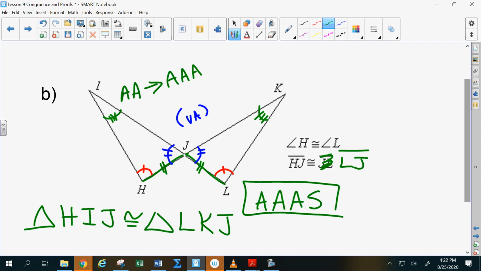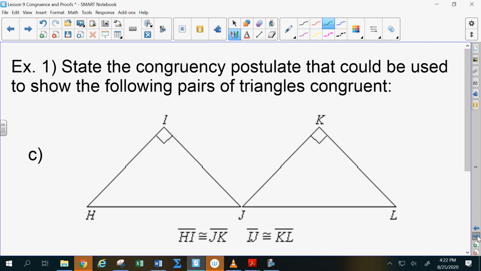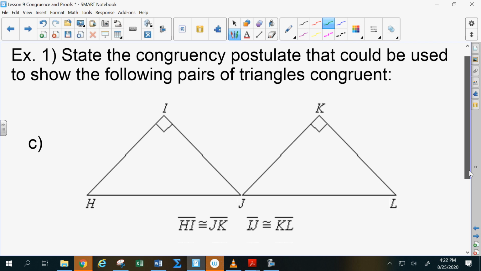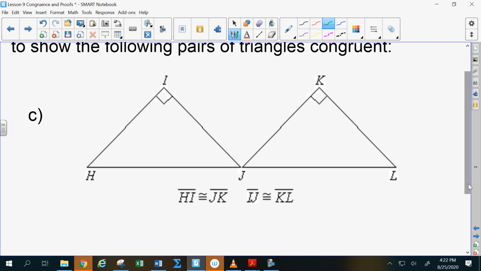One more of these, and then we'll actually do our first proof for this semester. So example 1, part C, same directions. And so let's see. Oh, I've got a right triangle in there. So is this going to be HL with a right triangle? Well, let's see. We've got to look at what else they give us. HI is congruent to JK. So that's a leg. But then they say IJ and KL.